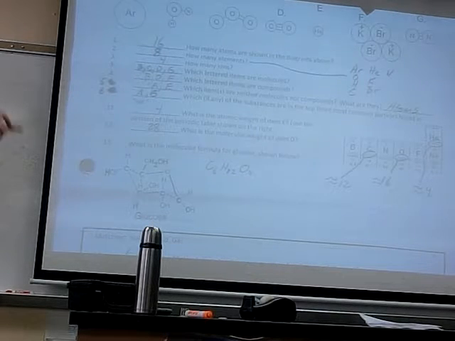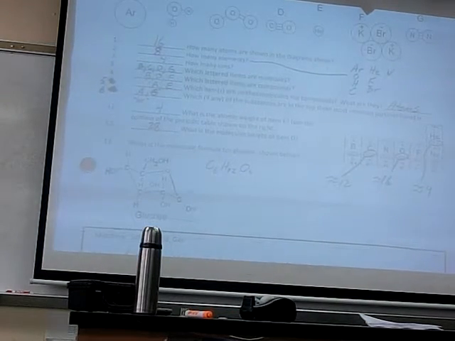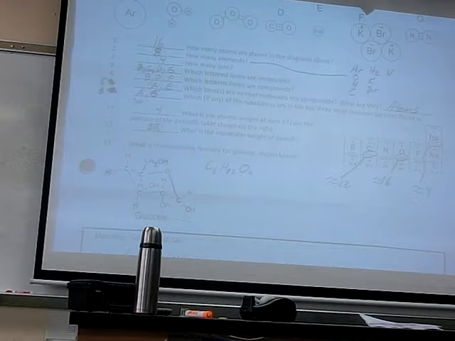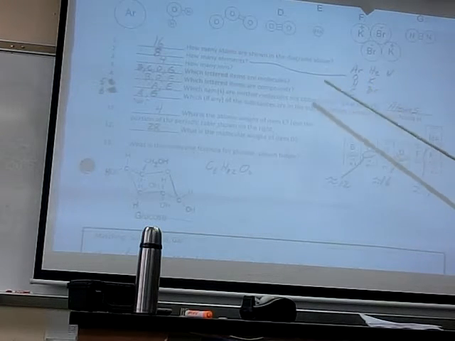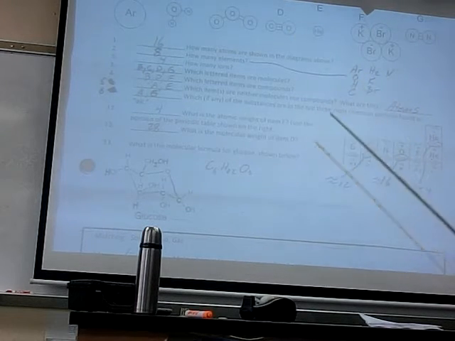So number 1, 16 atoms. Atoms are the circles. That's a really bad overgeneralization to say atoms are circles, but for this test it'll work. Atoms are, although this looks like an atom in an atom, but don't get confused by that.